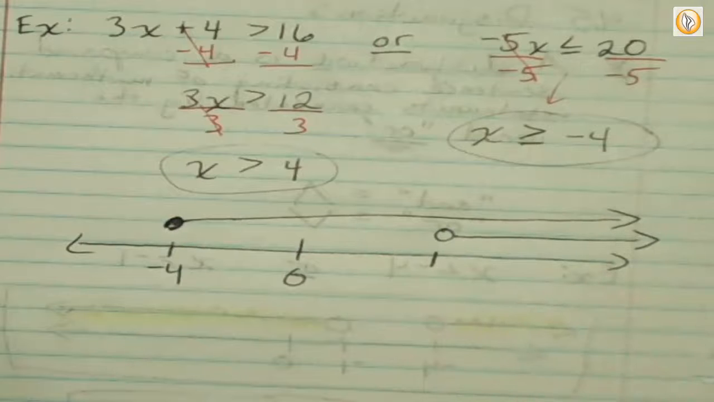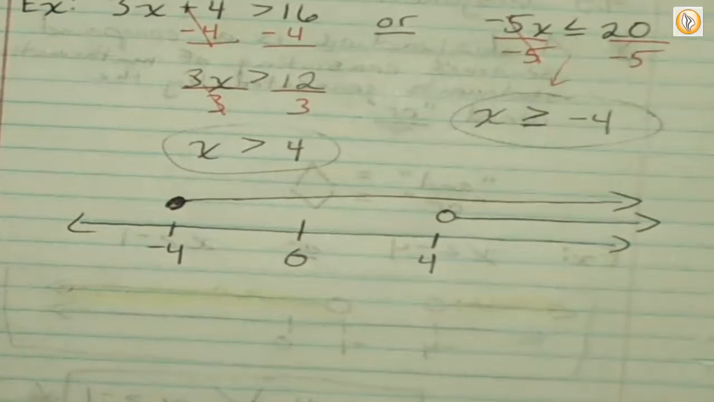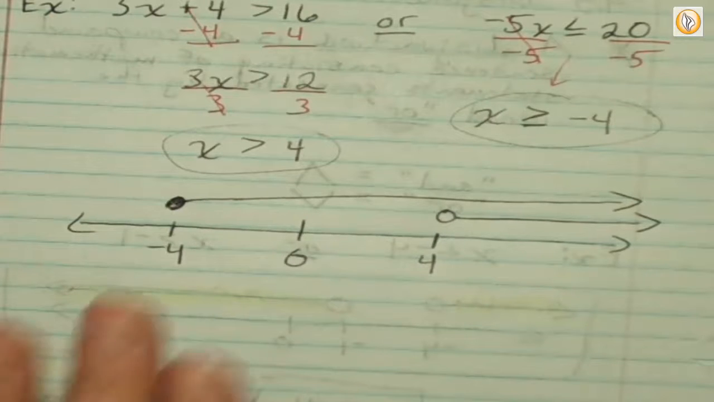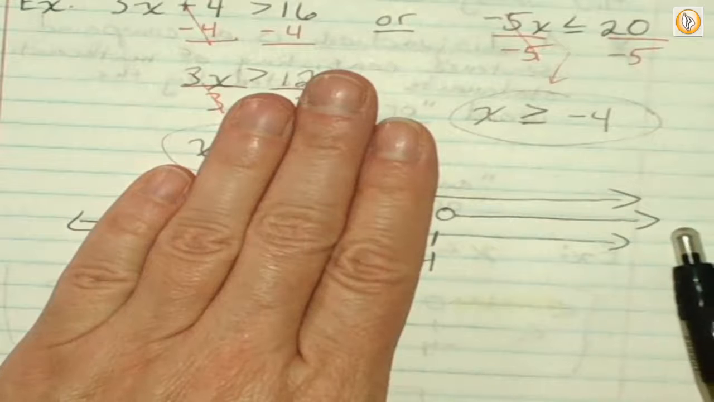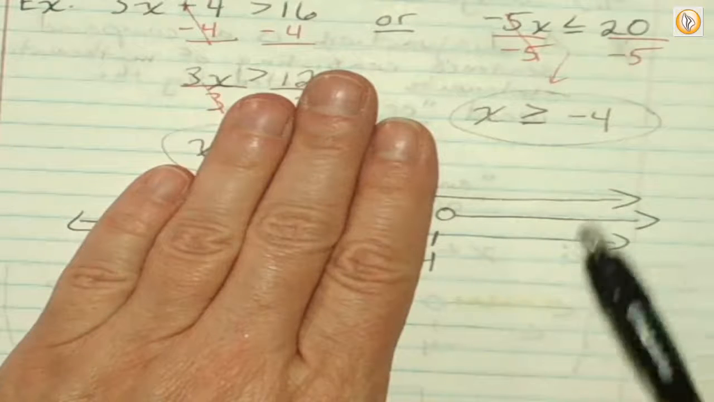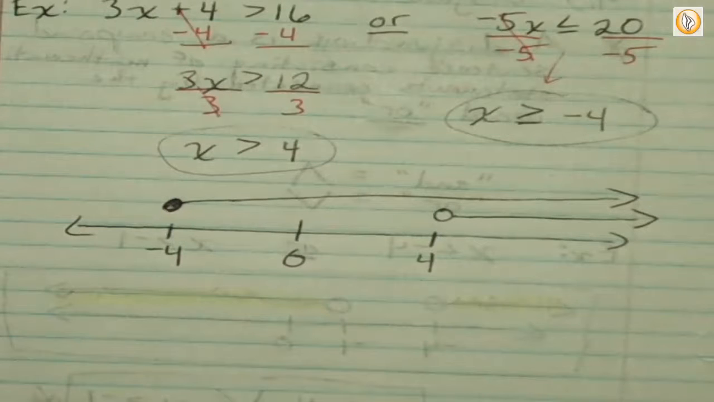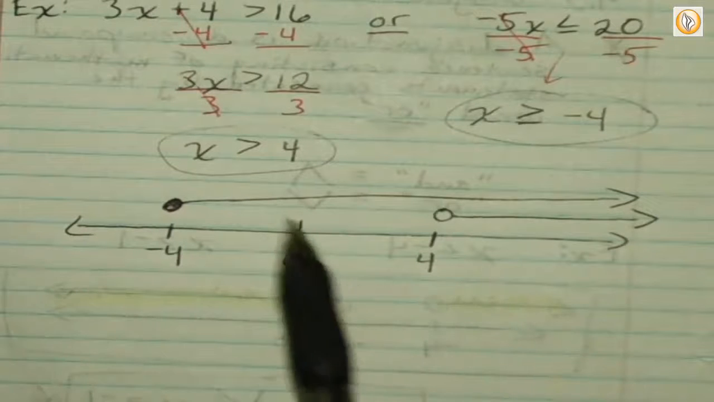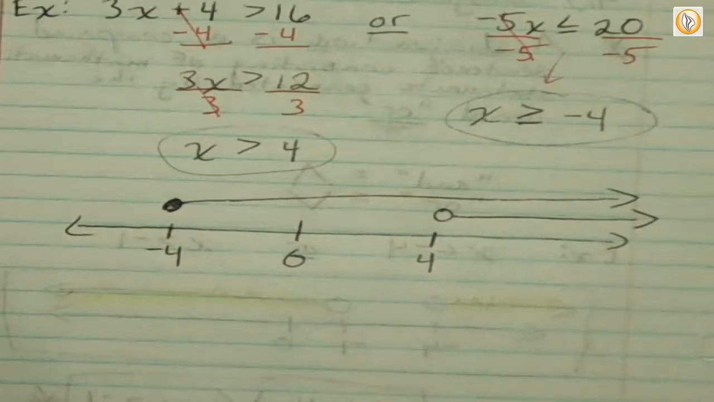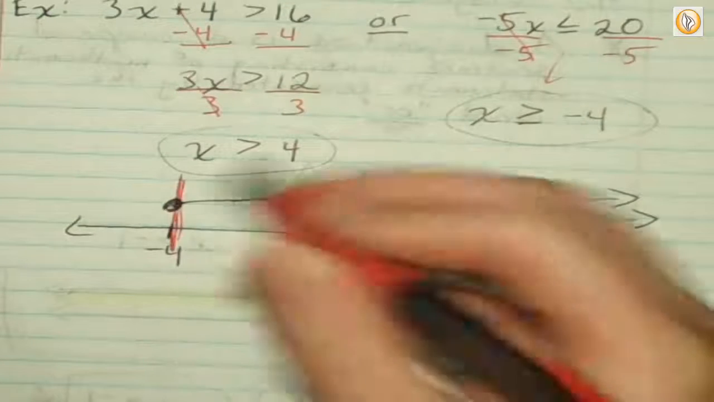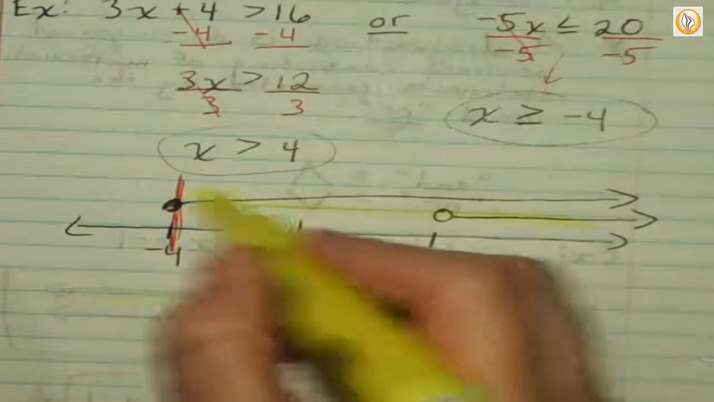Whoops, forgot my positive 4. All right, so with conjunctions, we would have only taken this right here forward, yes? Because that's the only area that they have in common. Do y'all see that? But with disjunctions, it's going to be this or that. So it could be this or it could be that. So the area in question would start right here and cover all of this.